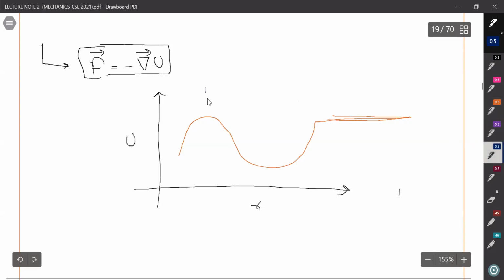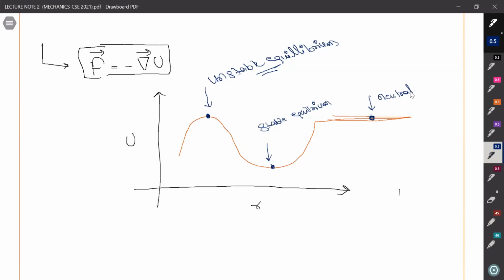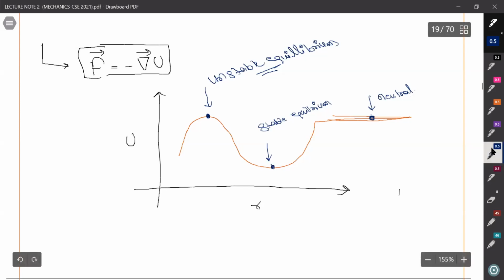So we can say that this position is unstable equilibrium. This position here is stable equilibrium. This is the neutral one. We will see this also in coming chapters, but just try to understand the thing.